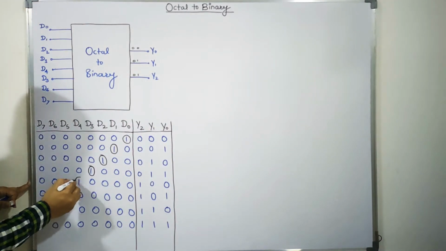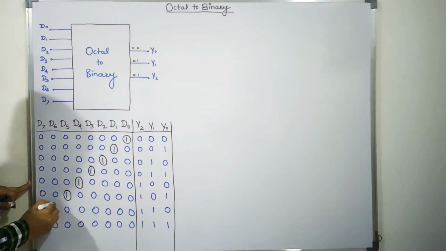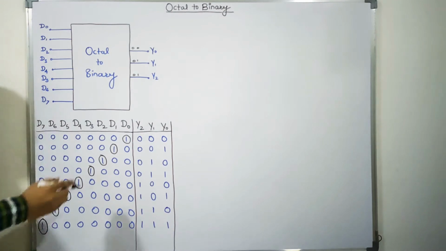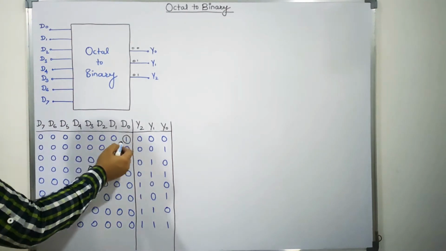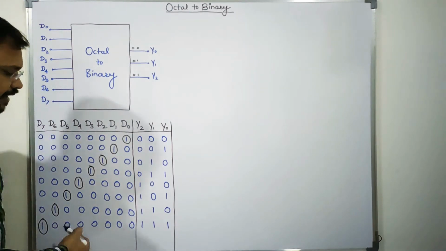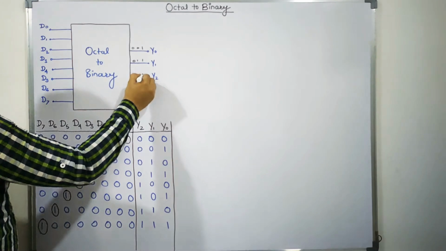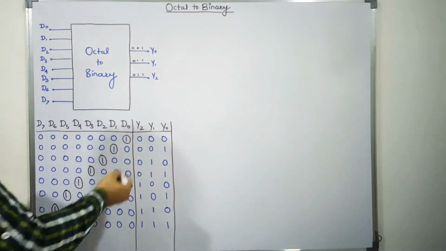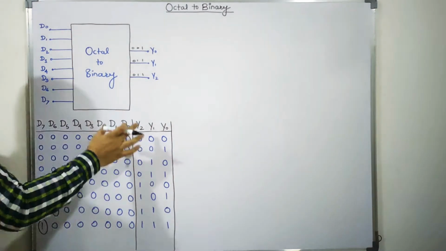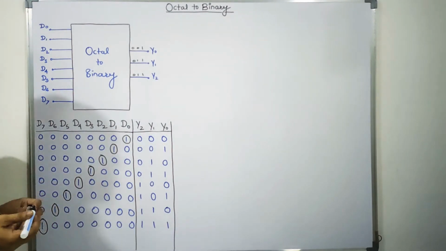Next come D4, D5, D6 and D7. In this way we have D0, D1, D2, D3, D4, D5, D6 and D7, and for the last one, D7, we get the output 1 1 1. So by using this block diagram, we draw the functional table or truth table.